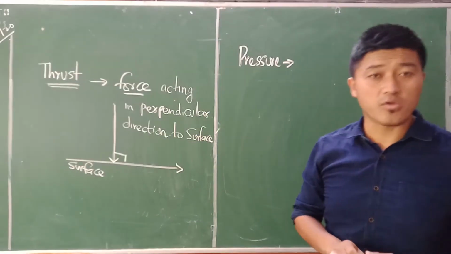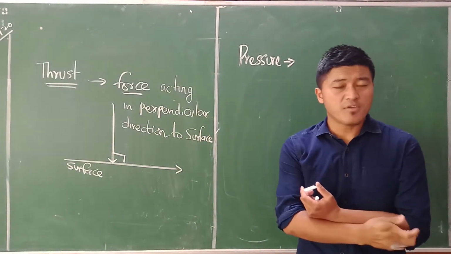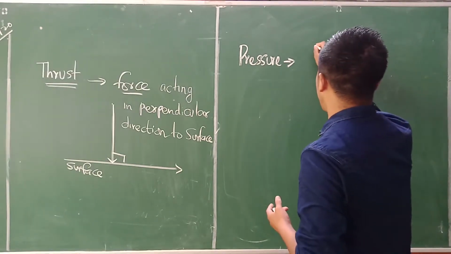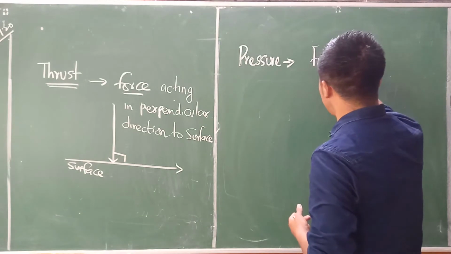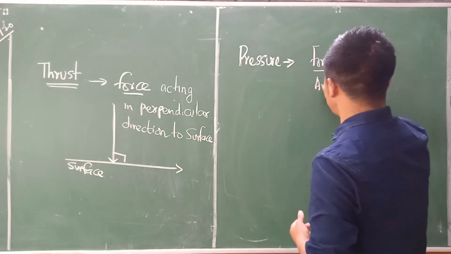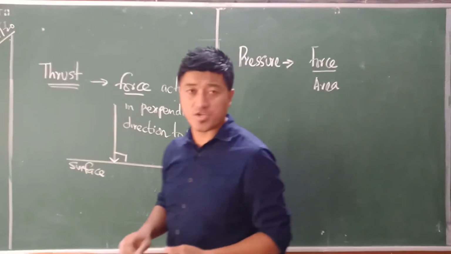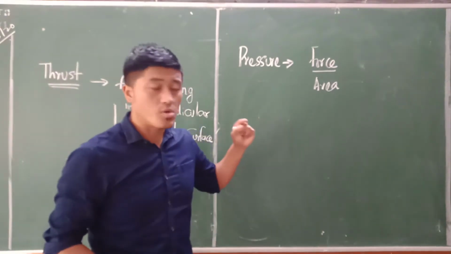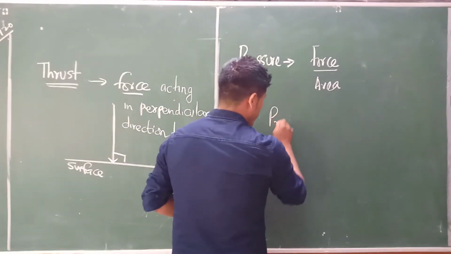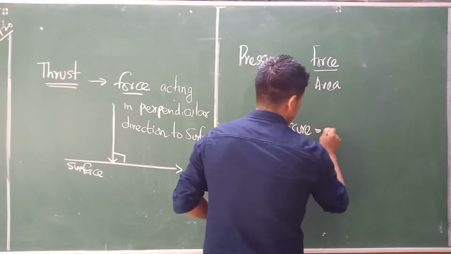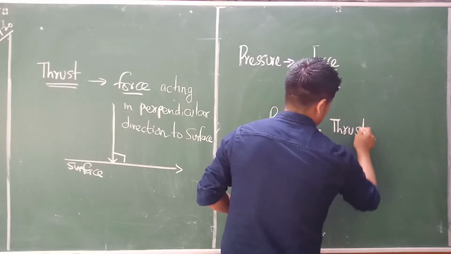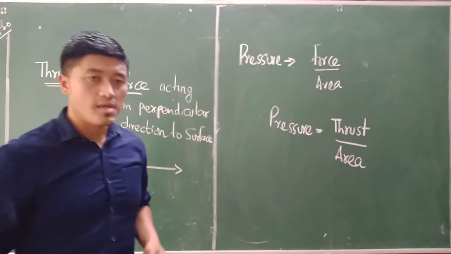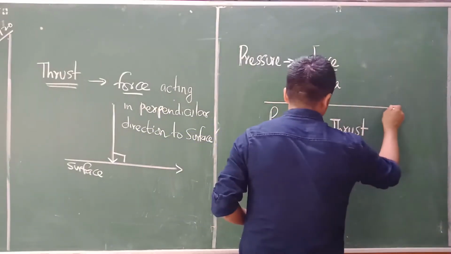I guess every one of you has heard something about pressure. But if we give a scientific definition, pressure is defined as force acting per unit area. Normally, instead of writing force, we write pressure is equal to thrust by area. Understand? So this is the scientific definition of pressure.